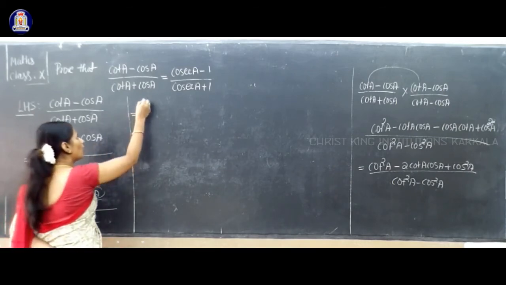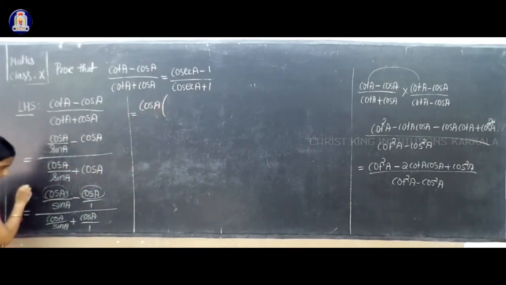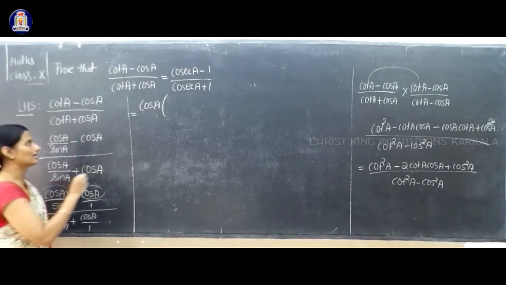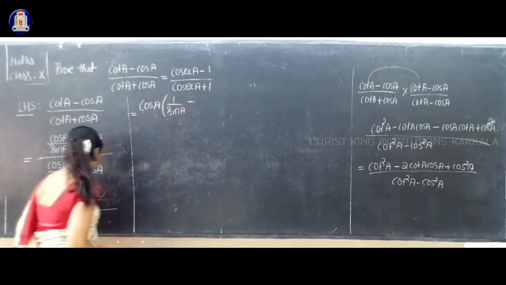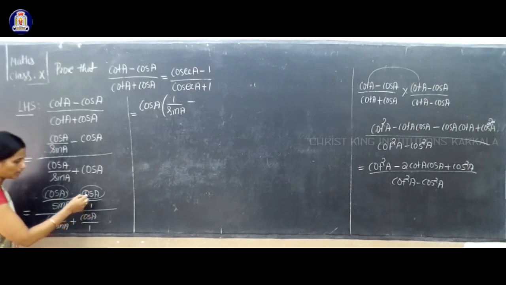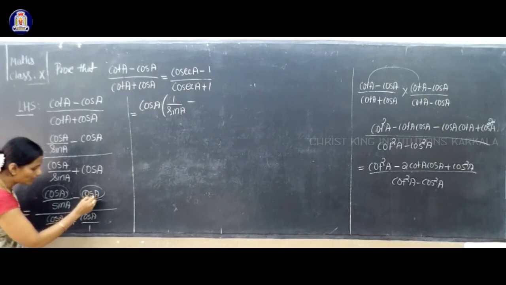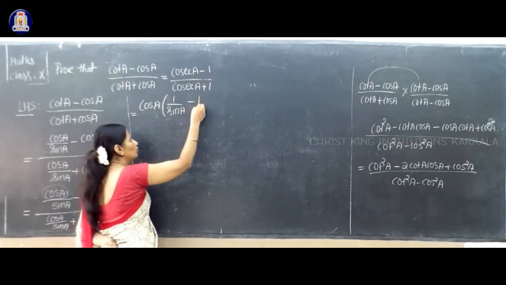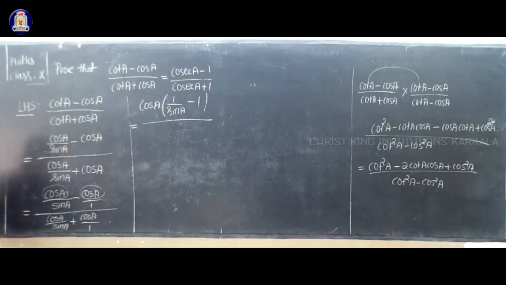If you take cos A from the numerator, what is left in the numerator? Cos A is outside. Here what is left? 1. So 1 divided by sin A minus, from this cos divided by 1, cos is outside. I took it outside. What is left here? 1. So 1 divided by 1 is equal to 1. That is the numerator simplification.